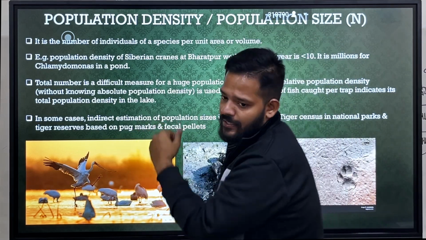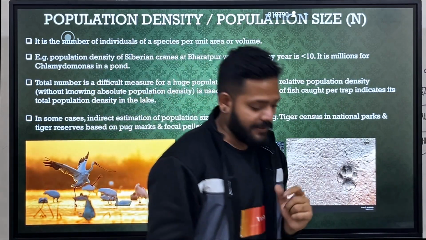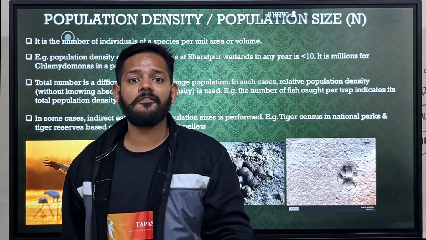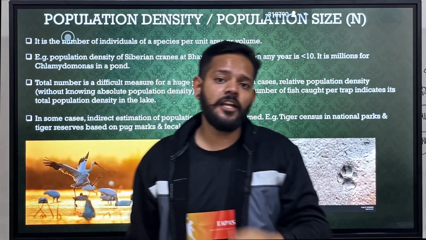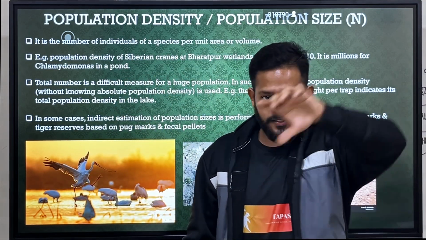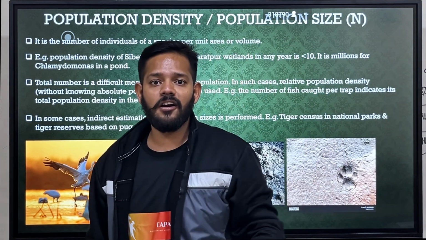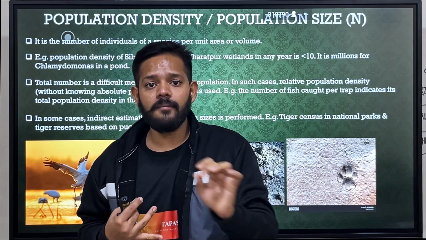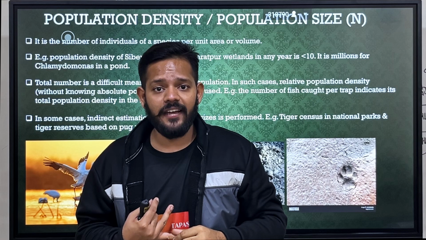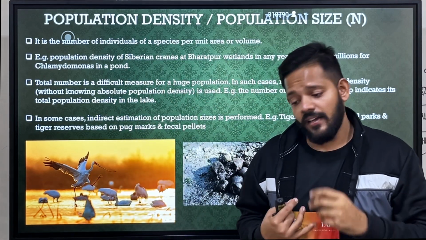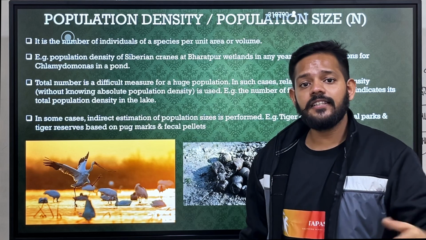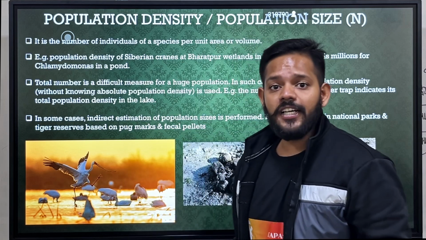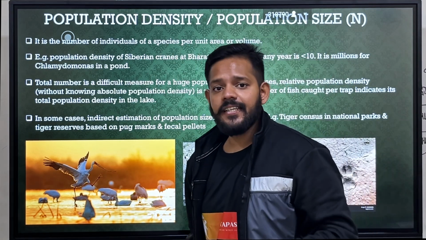Okay, next thing is, in some cases you do an indirect population count. Means you are not counting the individuals; you are taking different methods to count the number of individuals in a particular area. For example, in national parks and tiger reserves, we cannot go and search for different tigers to count them. Okay, so what will we do? We will count the number of pug marks. The pug marks of tigers, or fecal material of tigers, we accumulate and weigh that. And by that we estimate the number of tigers in a particular square kilometer area. So that's how you count the population density of a particular area.